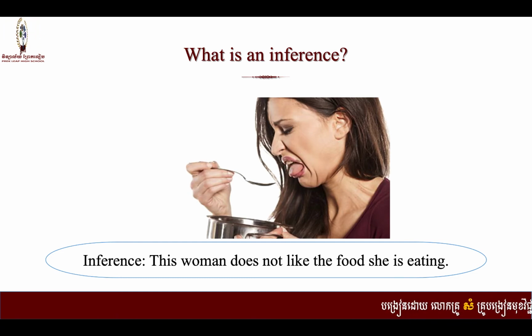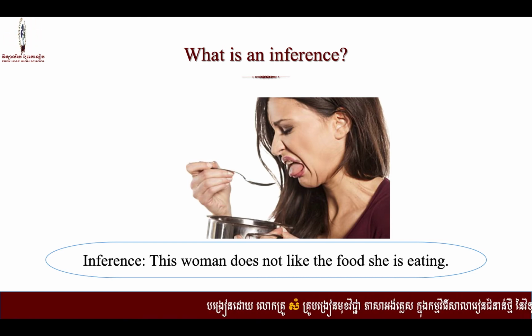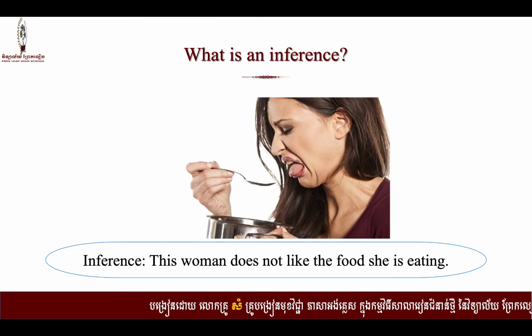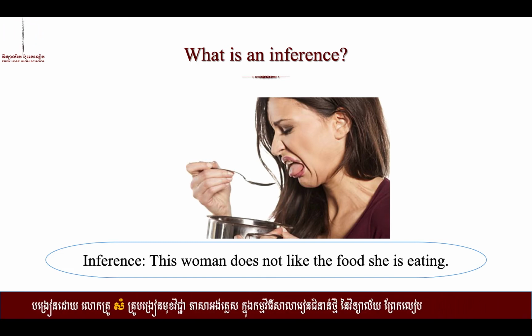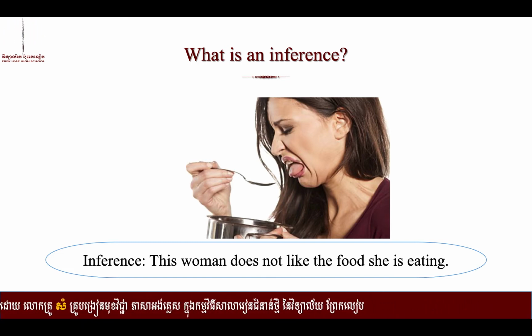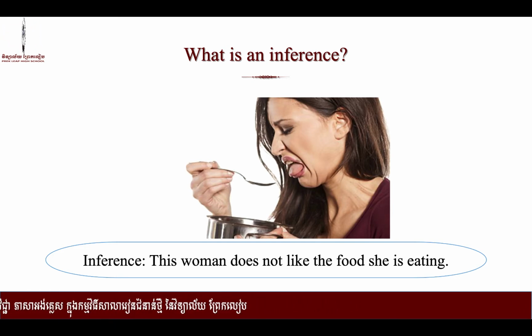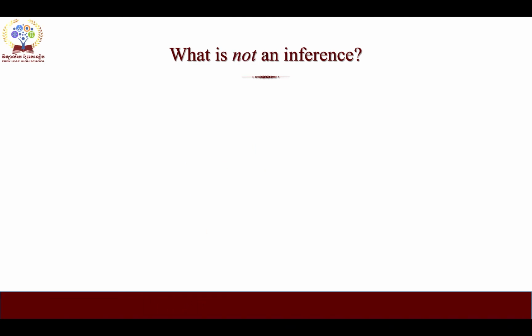So an example here is of making an inference based on what we see and observe. So we know, past knowledge is that when someone makes a face like that, we know that they're not happy and they don't want to eat something, right? And so we see in the picture too that she's making the face, she's holding a spoon, she looks like she's going to eat, but she doesn't really look like she wants to eat, right? So an inference that we might make is that she does not like the food she's eating. And so we know that that's an inference, but what is not an inference?